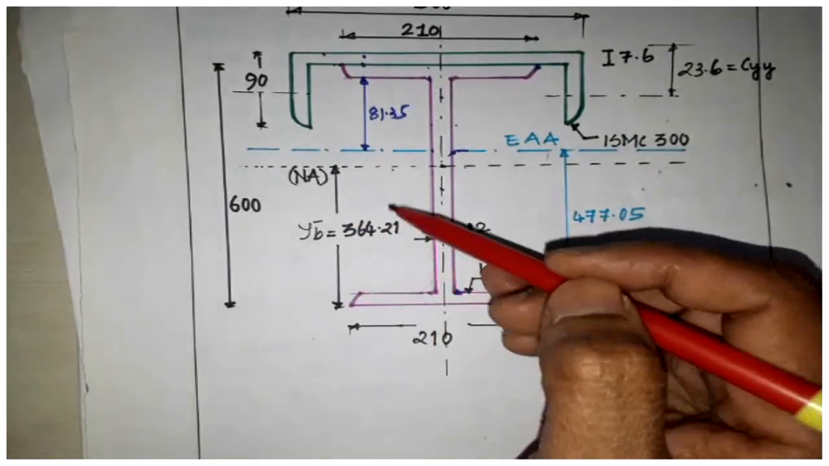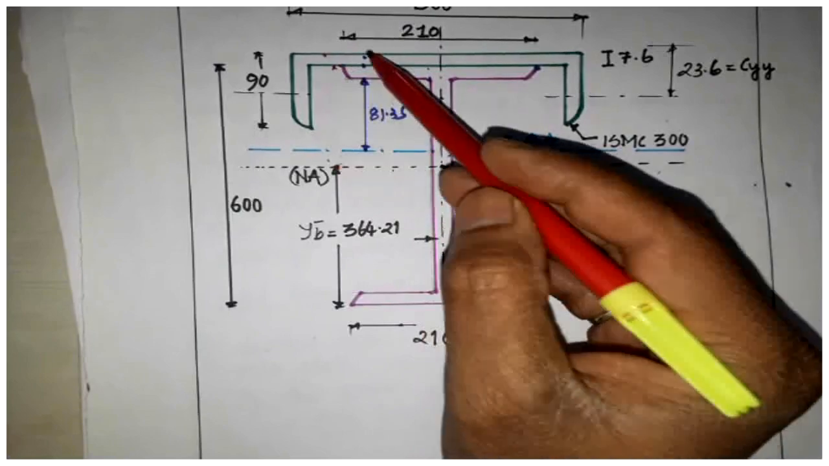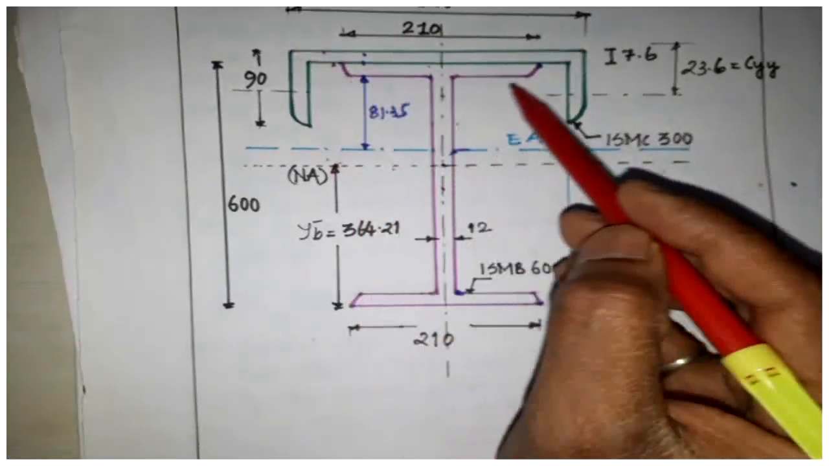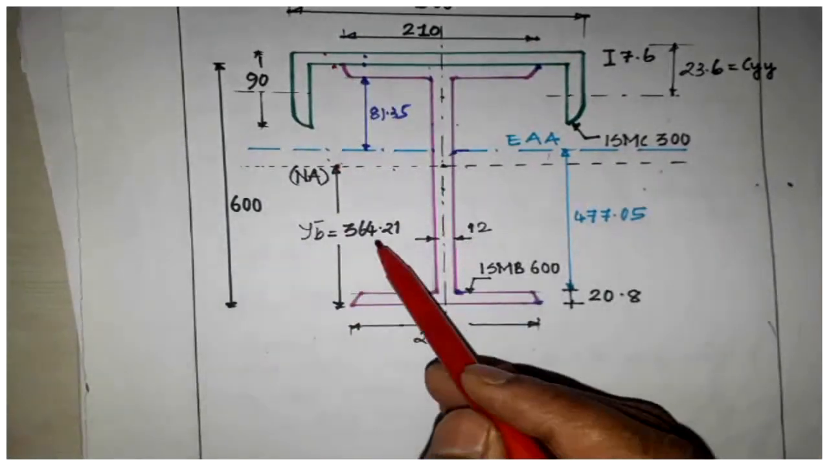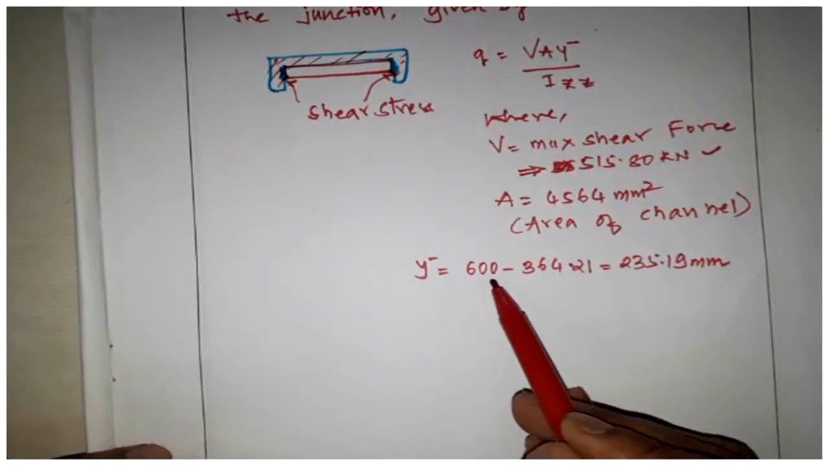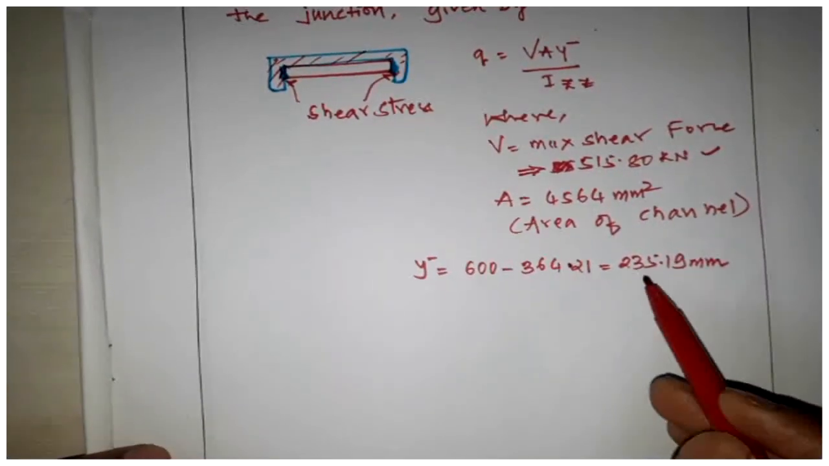Same thing I have done here. Total 600 minus this means I'll get this distance y bar, because this part is under stress. So we should have this distance. Okay, so that is 600 minus 364.21. Same thing I have done here, 600 minus 364.21. Okay, so we got this.